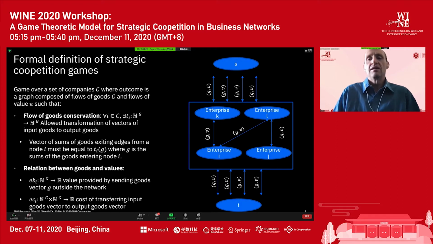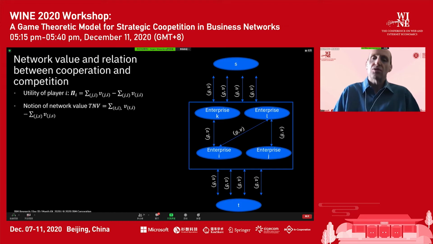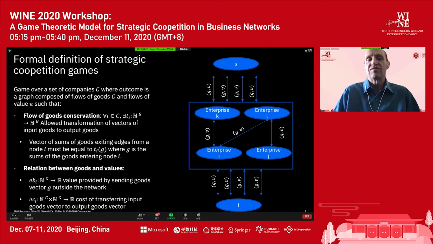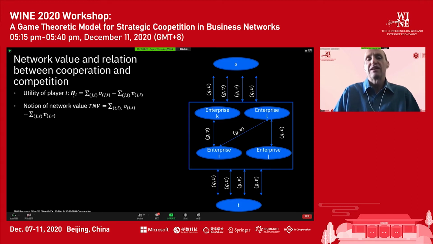And now, given this game, we define the two quantities that I mentioned. One is the utility of the player. The utility of the player is basically the flow of values of the incoming edges minus the flow of outgoing values. Note that what's been defined previously is these two functions, the external benefit and external cost functions, that define how value flows into the network and outside the network. There's no restriction on how value is divided between the parties in the network. But so we define the utility of the players as the sum of the inflow value minus the sum of the outflow value.